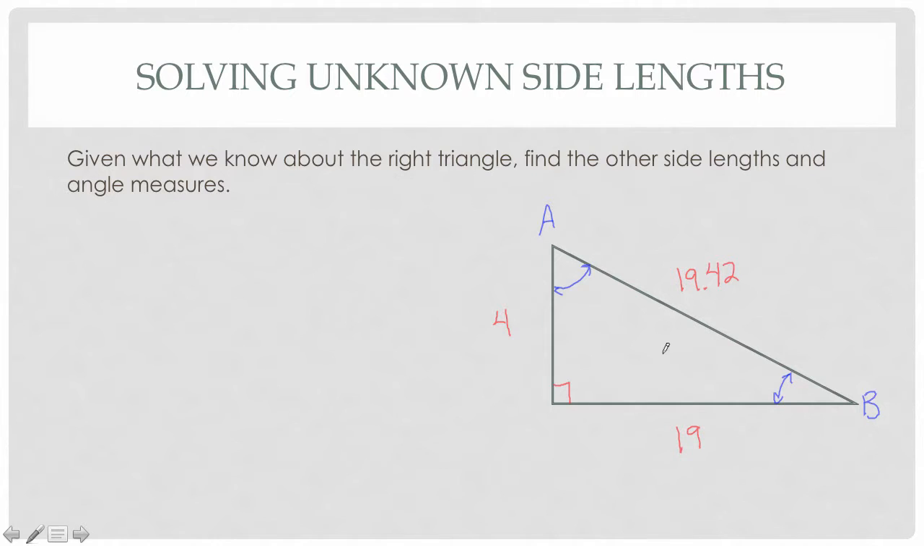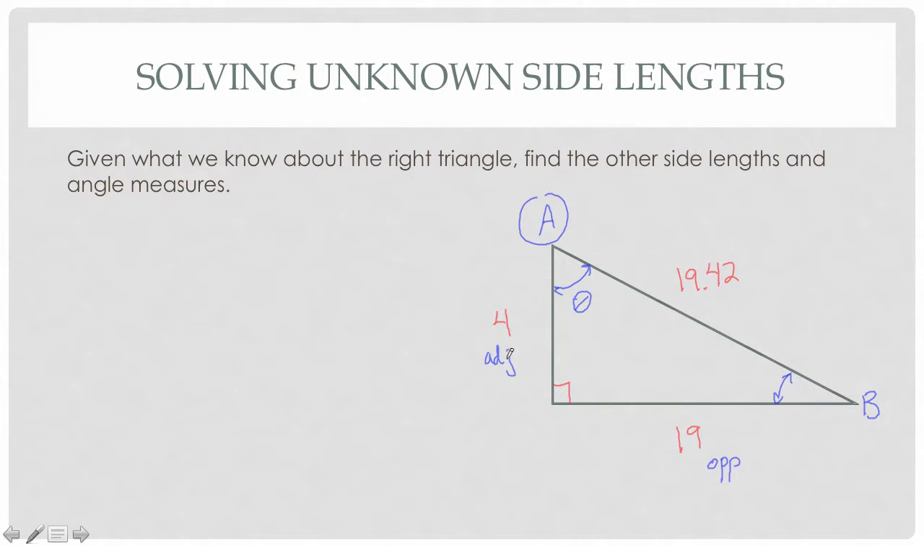Okay, so we're going to do some different things here. Let's find angle A first. And I know 3 sides. So to find the angle measure, I'm going to use the sides 4 and 19 just because I like nice whole numbers. And based on angle A, this is going to be my opposite side. And this is my adjacent side.